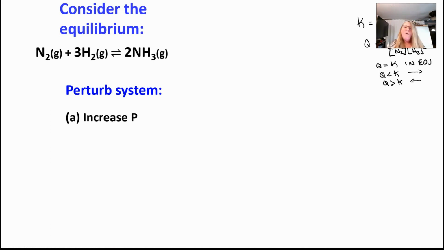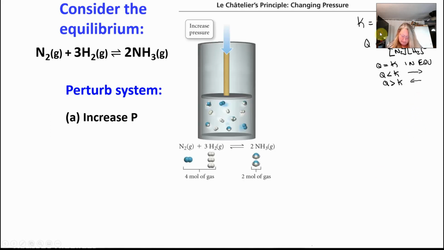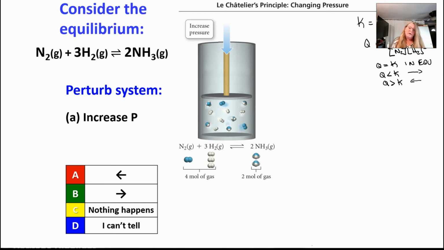Okay, so now let's think about what happens when I change pressure. Do you think I'd increase or decrease my volume? Hopefully you're thinking in terms of decrease. One of the ways you can look at that is with a piston. If I decrease my volume, I have more collisions going on within that smaller volume, which increases the pressure. Now, as far as my equilibrium goes, let's go back to the original question. I've shrunk my volume, which has increased the pressure.